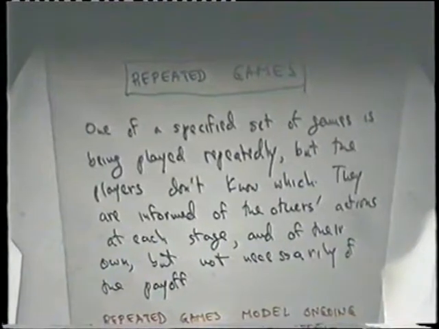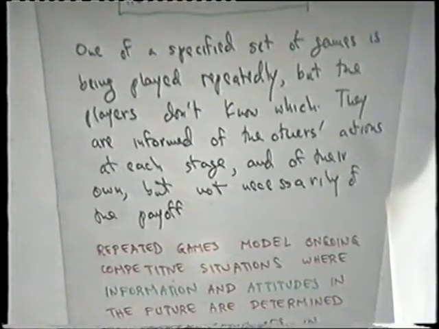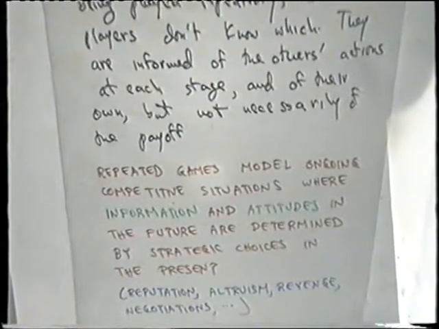So repeated games. So this is a different kind of game played over time. So it's one of a specified set of games that's being played repeatedly, but just one. Not like in a stochastic game where you jump from game to game, maybe. Just one. The players don't know which one, or some of them don't know which one. They have differential information about which one is being played. They are informed of the other's actions at each stage, and of course of their own actions, but not necessarily of the payoff. So they have to glean something about the payoff from the actions. They have to glean something about the other person's information about the payoff from what he does, okay?